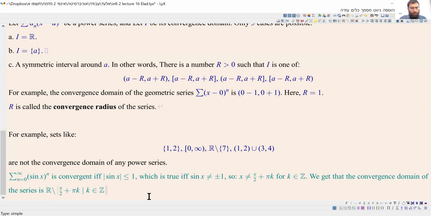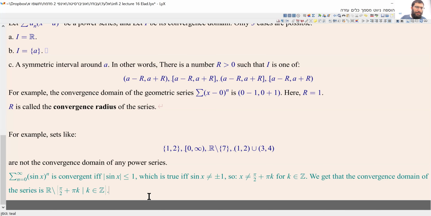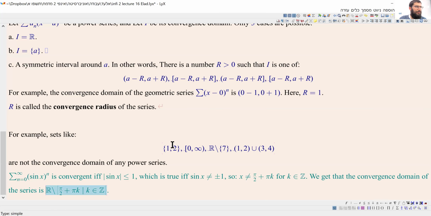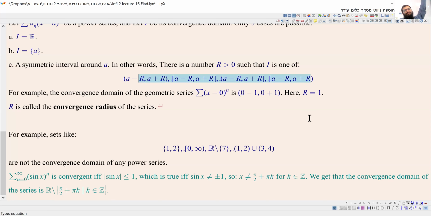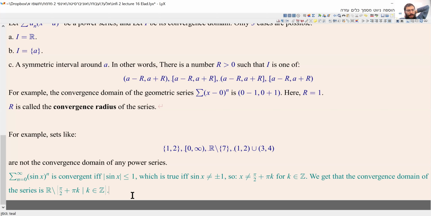And again, when it comes to a power series, it cannot be its domain of convergence, whatever the series is, because we only have three options when it is a power series, a_n times (x minus a) to the power of n: all of the real numbers, only one point, or a symmetric interval around a.